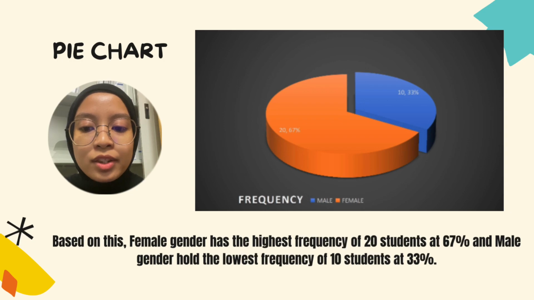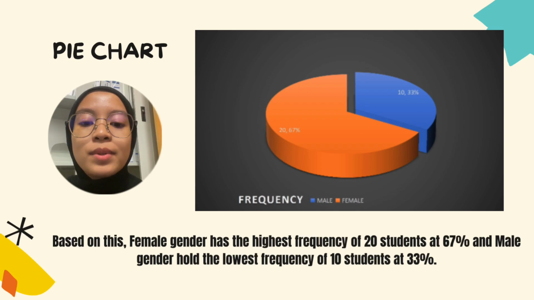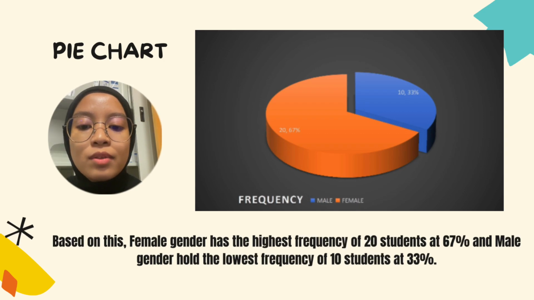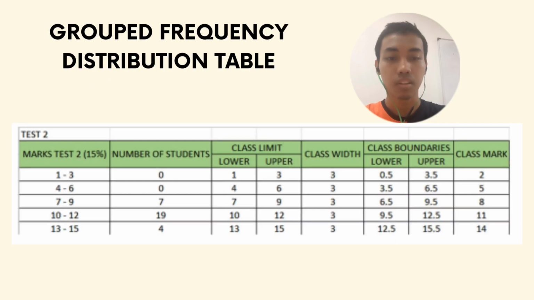Next, we use a pie chart. Based on this, the female gender has the highest frequency of 20 students at 67%, and the male gender holds the lowest frequency of 10 students at 33%. And this is the group frequency distribution table.